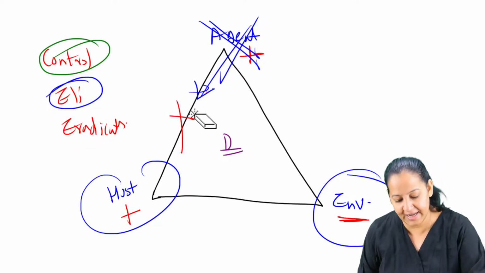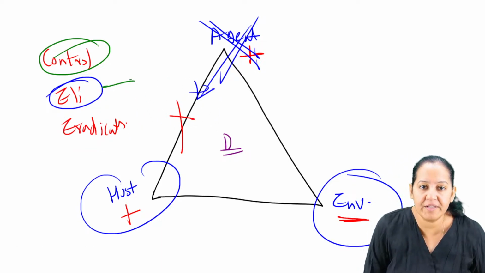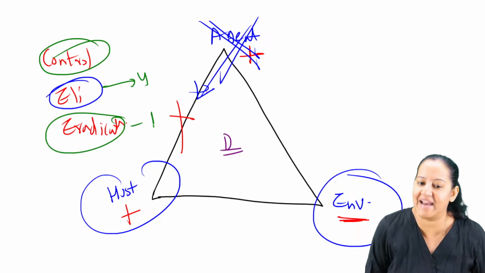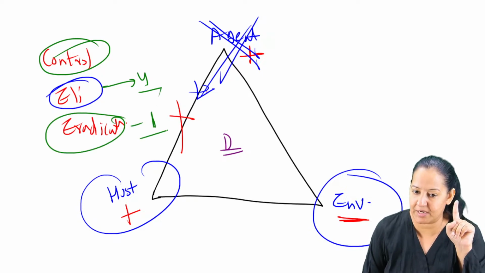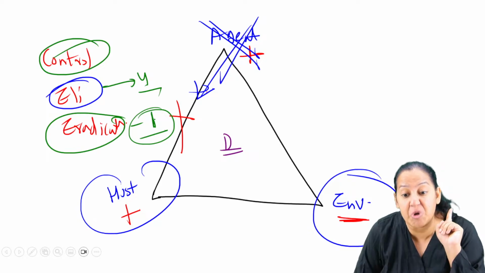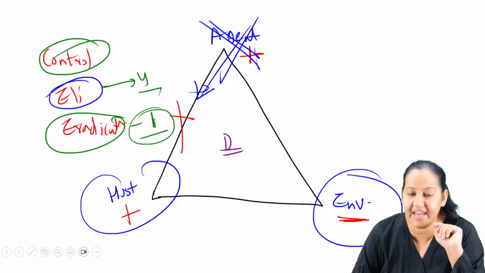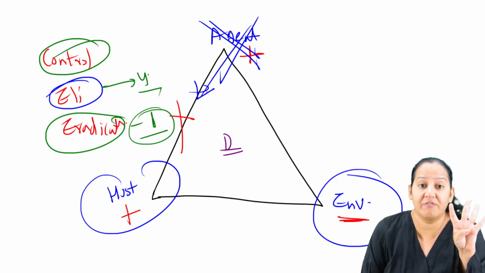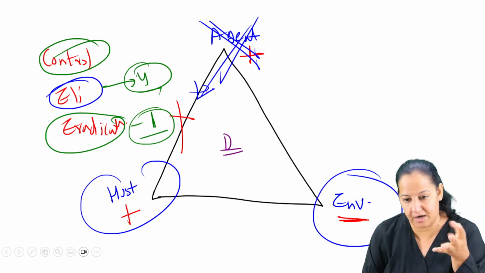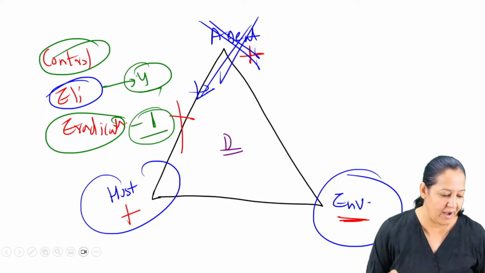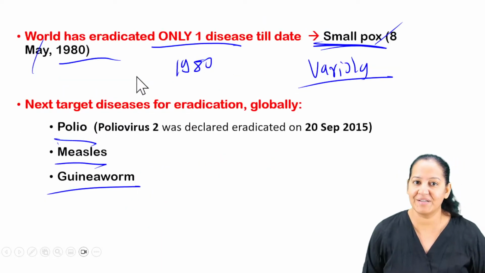In India, till now 4 diseases are eliminated and 1 is eradicated. You should know these 4 names and this 1 name. The 1 disease which is eradicated globally, throughout the globe, is smallpox, on 8th May 1980. It is caused by the variola virus. And the 4 diseases which are eliminated from India, you should know their names and their years also. Can we go ahead?